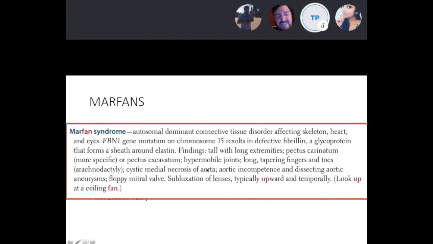As we know, we're quite familiar with Marfan syndrome, most of the findings are you're going to have a tall patient with long extremities, pectus carinatum more specifically, but that does not exclude pectus excavatum. They do have hypermobile joints, long tapered fingers and toes known as arachnodactyly. They have cystic medial necrosis of the aorta and aortic incompetence, and dissecting aortic aneurysms is also very high yield, all three. Floppy mitral valve is also seen. They also have subluxation of lenses, typically upward and temporal.